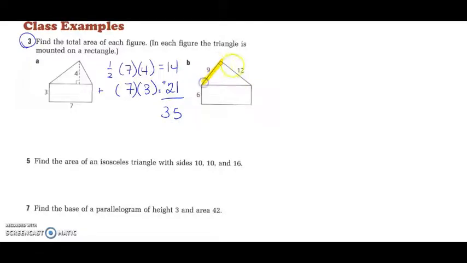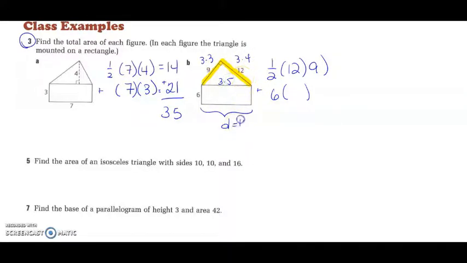Look for the set of perpendicular lines when you're trying to determine what to use as a base and a height. So here I'm going to have 1/2 of 12 times 9 plus 6 times, oh, wait a minute, we don't know this distance here. 3 times 3 is 9, 3 times 4 is 12. This must be 3 times 5, or 15. So 1/2 of 12 is 6 times 9 is 54. 60 plus 30 is 90. We add those together, we get 144.